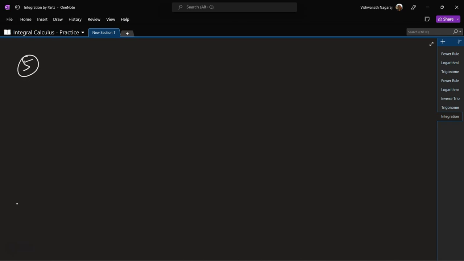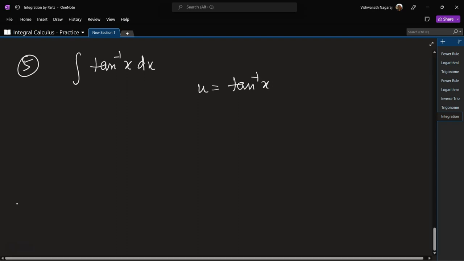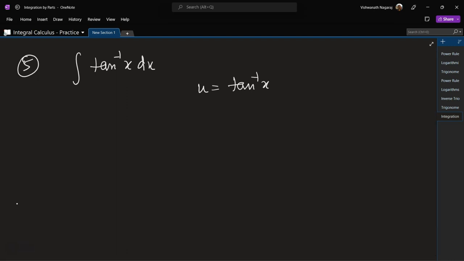Okay, fifth one. Integral of tan inverse of x dx. So here u will be tan inverse of x, and dv will be equal to 1 dx. So v will be equal to x. du is equal to 1 by 1 plus x square, we know, dx. Okay, now let's plug it in.